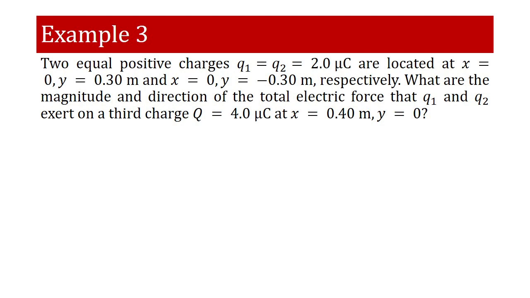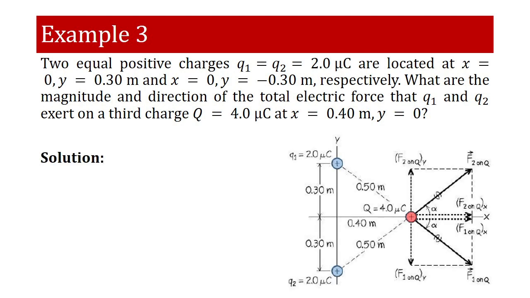Now, what are the magnitude and direction of the total electric force that charge 1 and charge 2 exert on a third charge Q, big Q, which is equal to 4 microcoulombs at x equals 0.4, y equals 0? So you have to plot this on a coordinate system to visualize your problem. Because if you cannot visualize it, your direction of the force will be wrong, everything will be wrong.